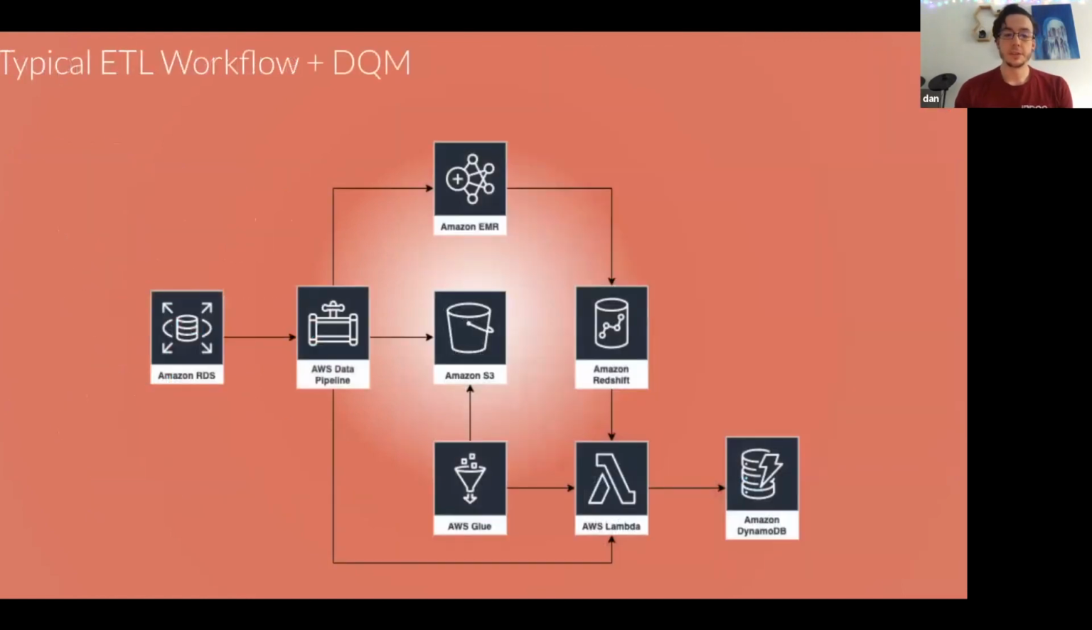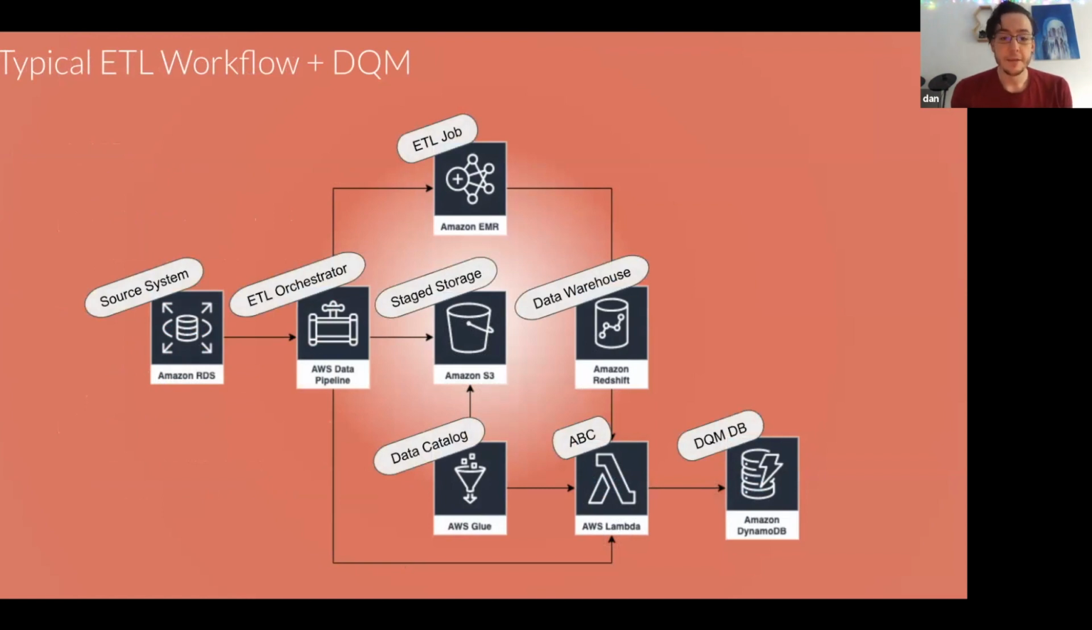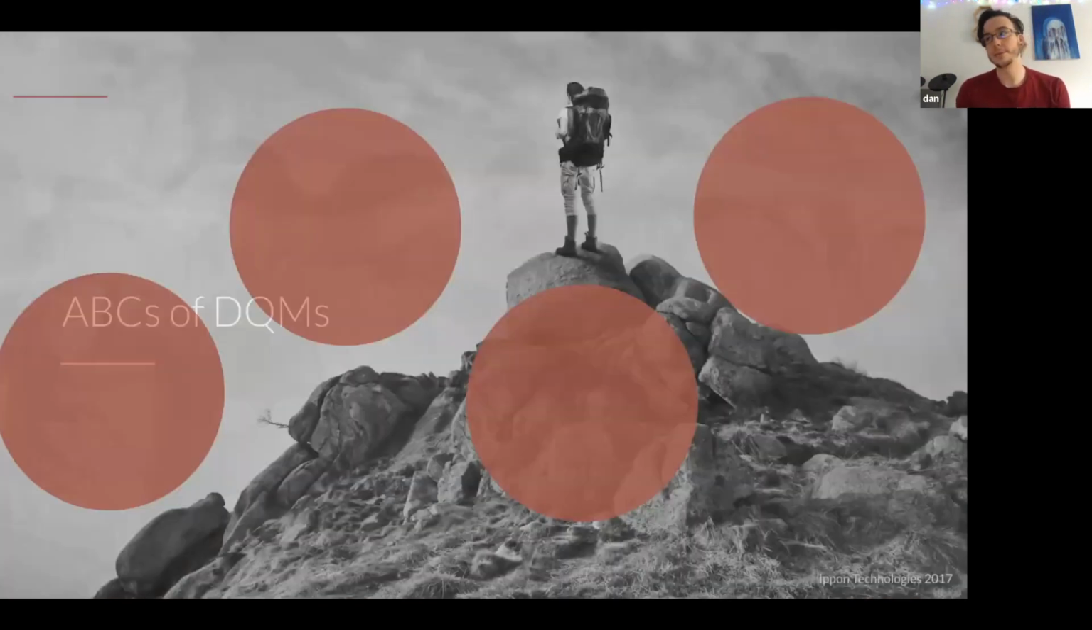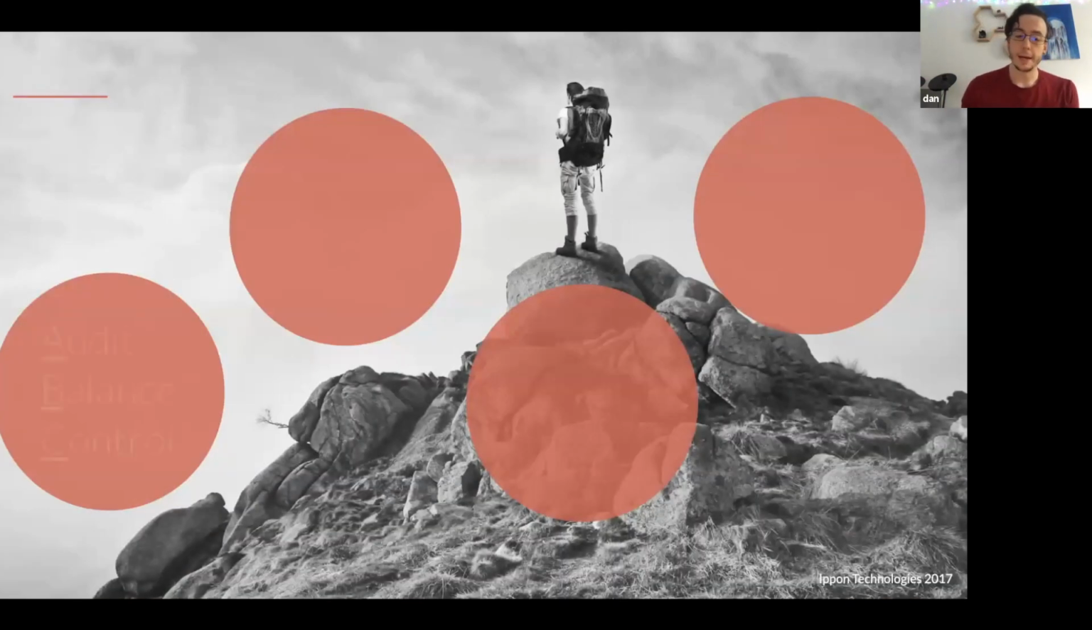So assuming we're collecting data like that, this is what your DQM integration into an ETL job might look like. We have the same familiar components, an ETL orchestrator, an ETL job, a source system, a data warehouse, a data catalog, stage storage, but we also have this Lambda and a DQM database. And you'll notice the Lambda is labeled ABC. So what does that really mean? ABC is a framework for implementing DQM. It's one of not too many out there, but ABC stands for Audit, Balance, and Control.